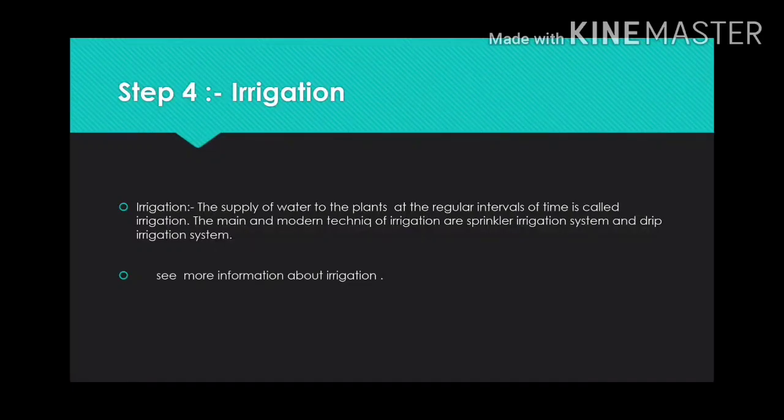Now, what is the drip irrigation system? There are holes in the pipes which directly provide water to the roots drop by drop, which is a very efficient method. It is used mainly where there is a scarcity of water. So now we will learn more about irrigation.